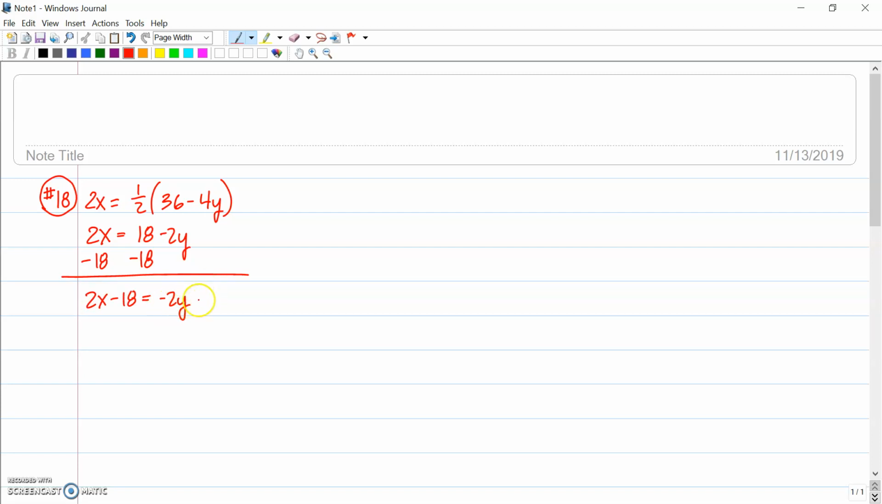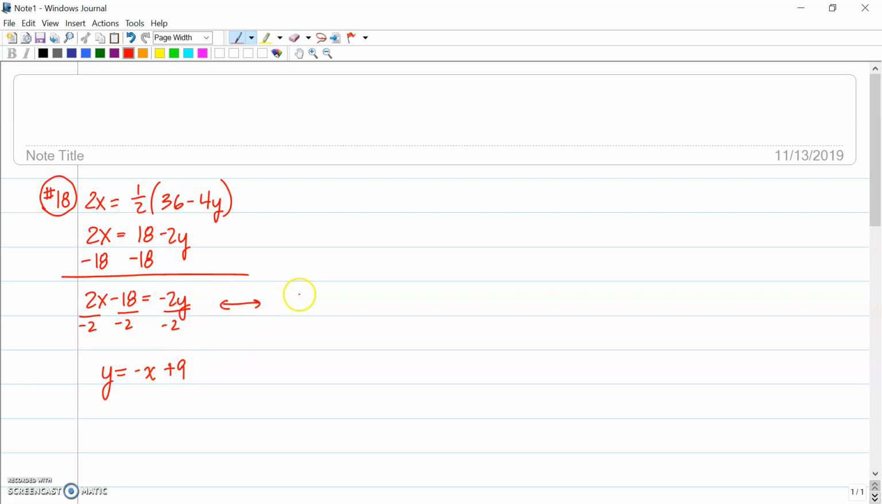And then we're going to either multiply everything by negative 1/2, or we can do a step that is equivalent to that, which is dividing each term by negative 2, so that this y is isolated and positive. It's positive 1y equals. This will be negative x, and this will be plus 9.